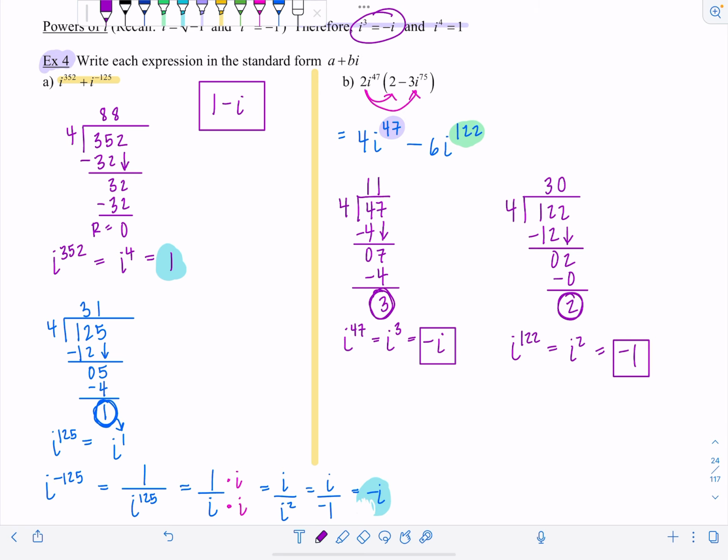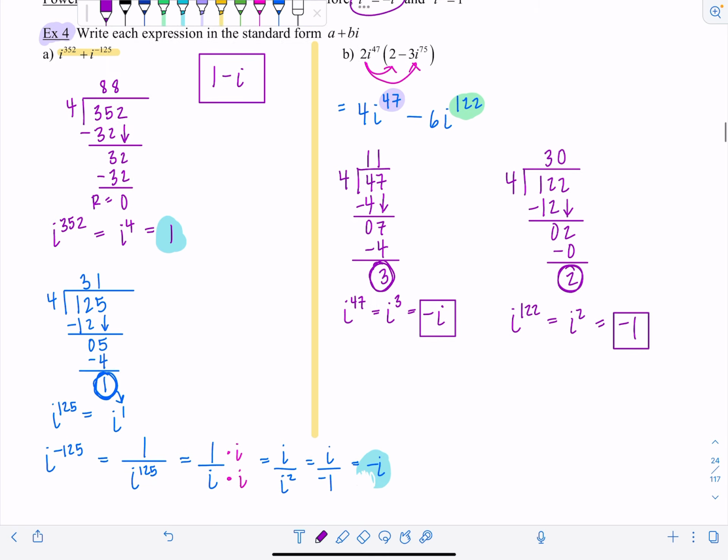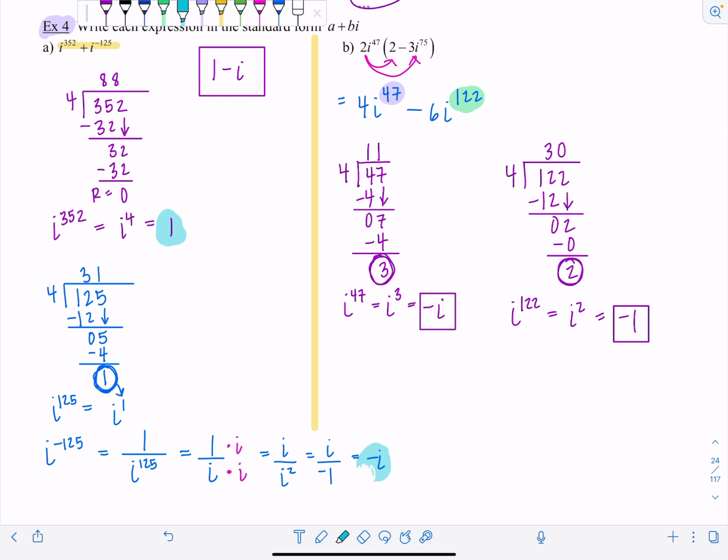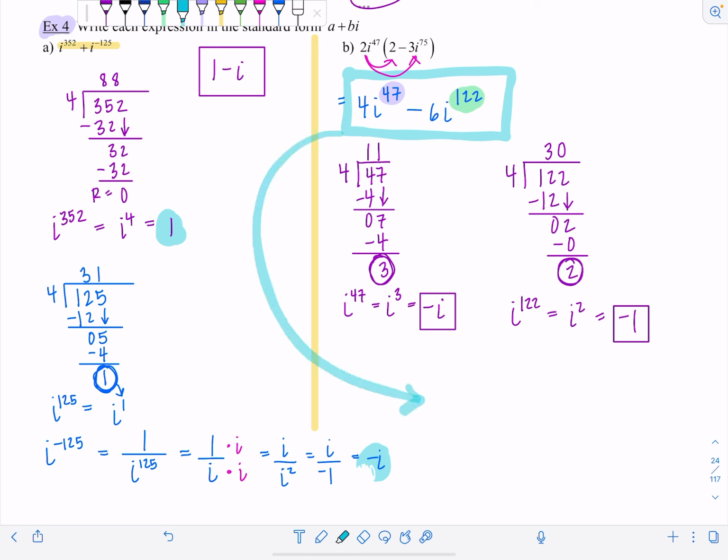All right, so now I'm going to substitute in the simplified powers of i into that expression right there. Okay, so come down here, and we're going to have 4. Instead of i to the 47th, I'm going to put negative i minus 6 times. Instead of i to the 122nd power, I'm going to put negative 1. So this is negative 4i plus 6.